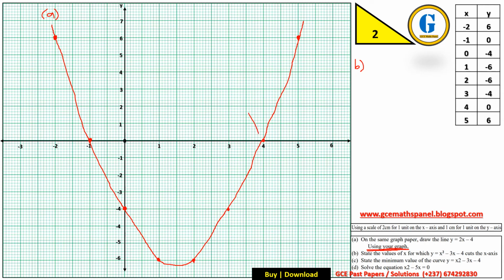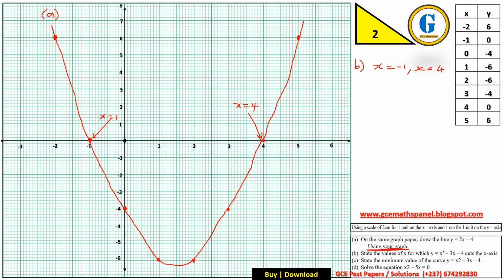These are the values here now. It cuts when x is equal to 4, and it also cuts again here when x is equal to negative 1. So for my B, I have x equals negative 1 and I have x equals 4. That's the B part. Now for C, state the minimum value of this curve.